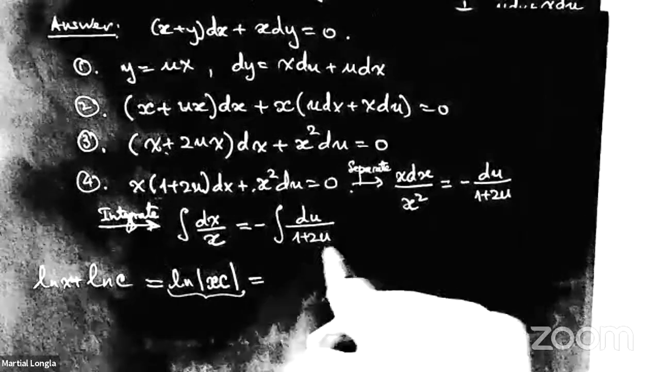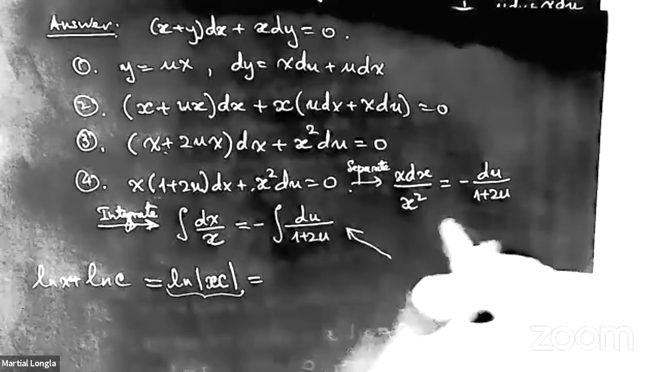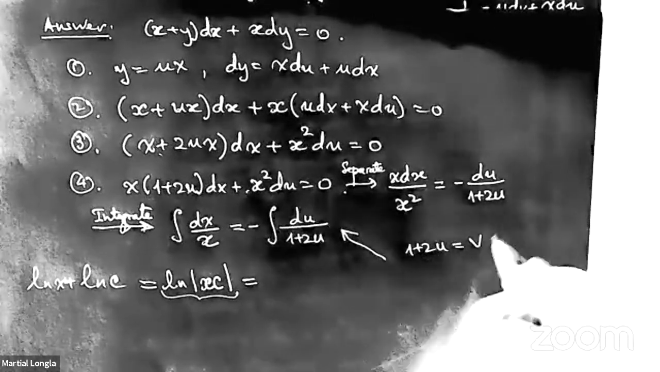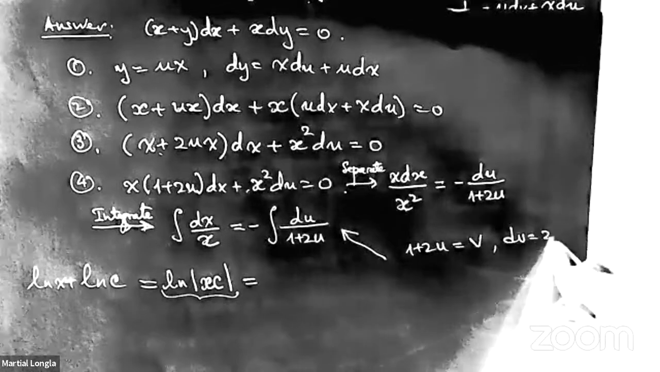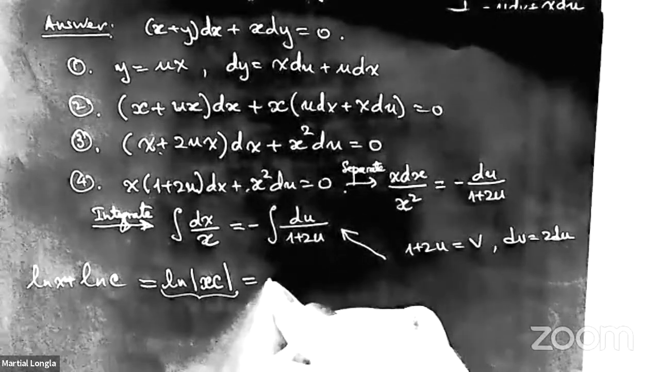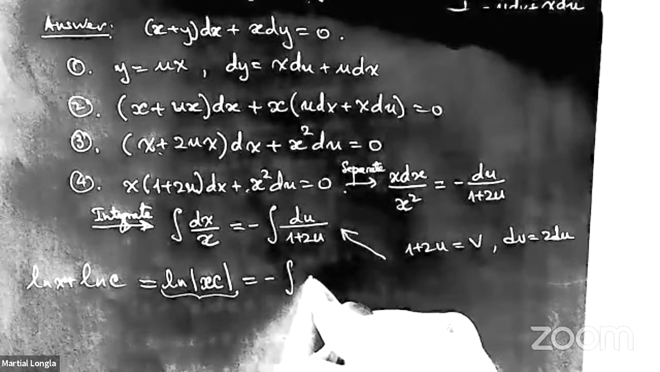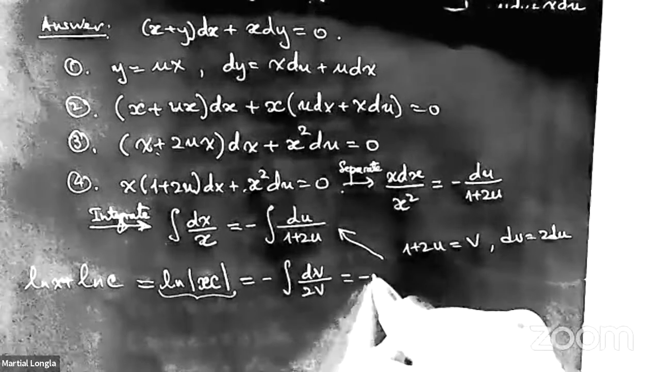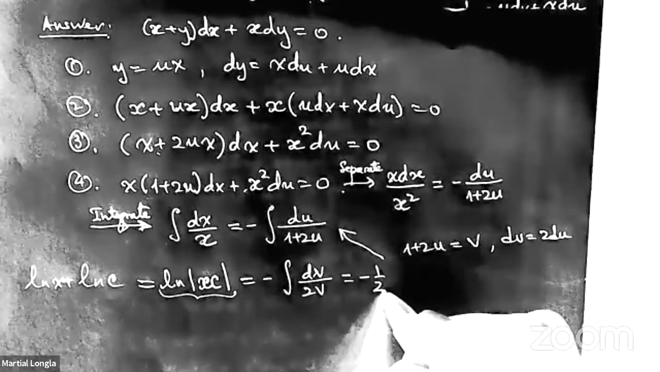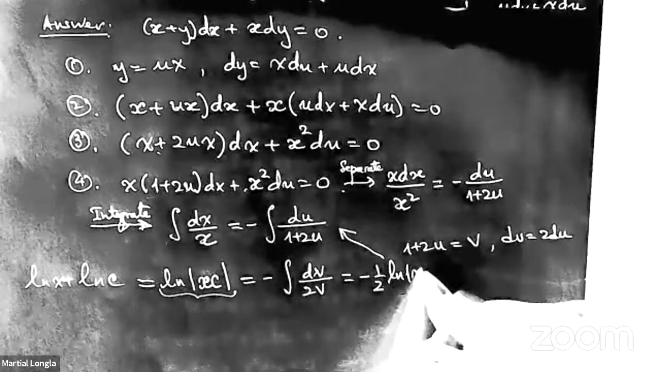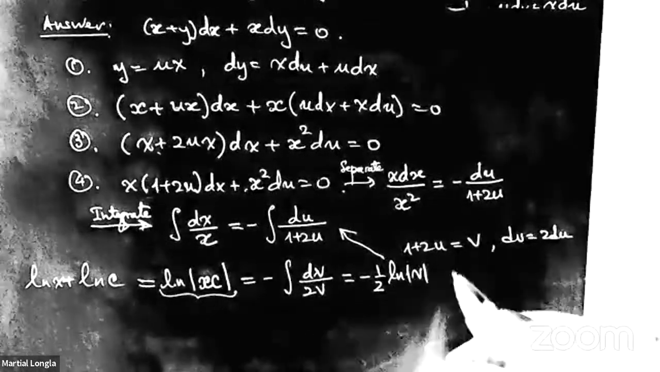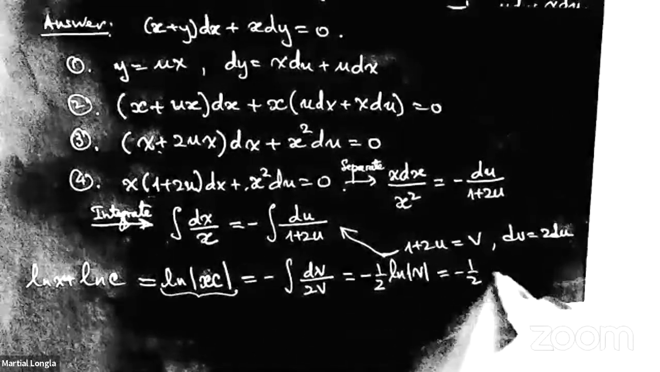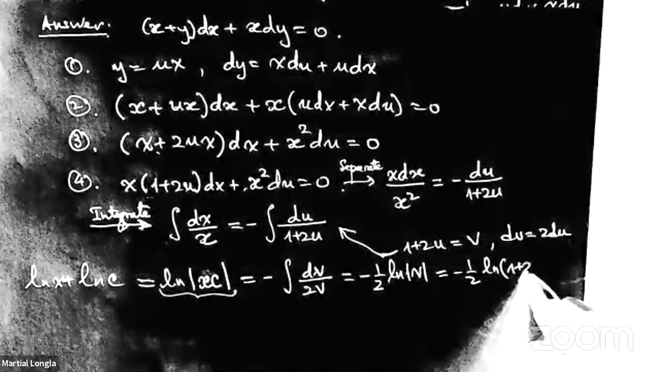Equals, and then I integrate this one. You can use u substitution on this. So that is 1 plus 2u equals v, dv equals 2 du. So that is negative integral of dv over 2v, which is minus 1/2 natural log of v. Which is minus 1/2 natural log of 1 plus 2u.